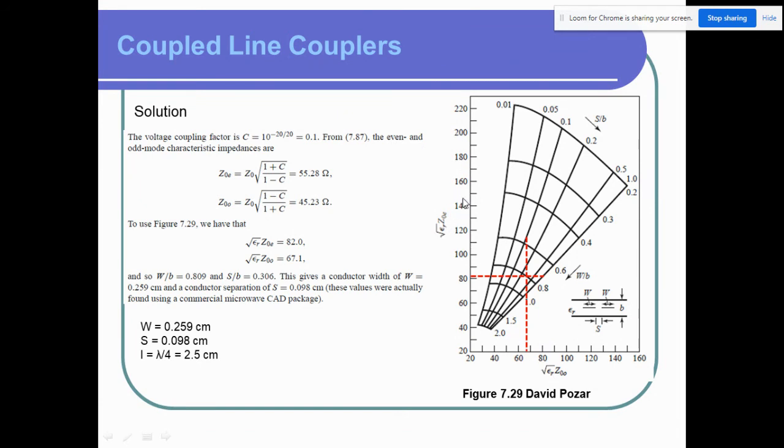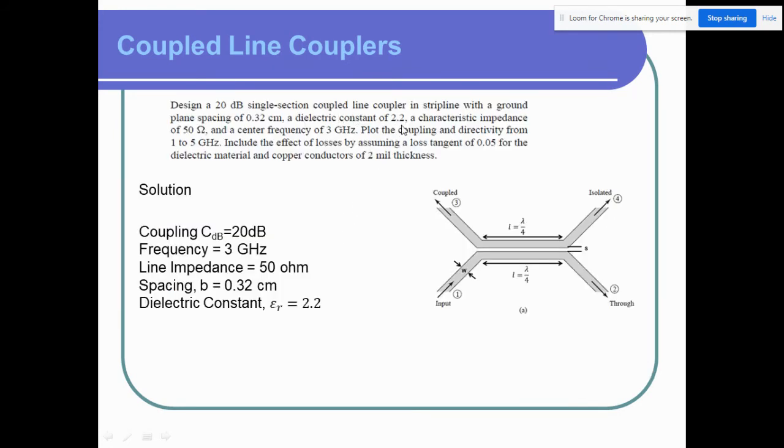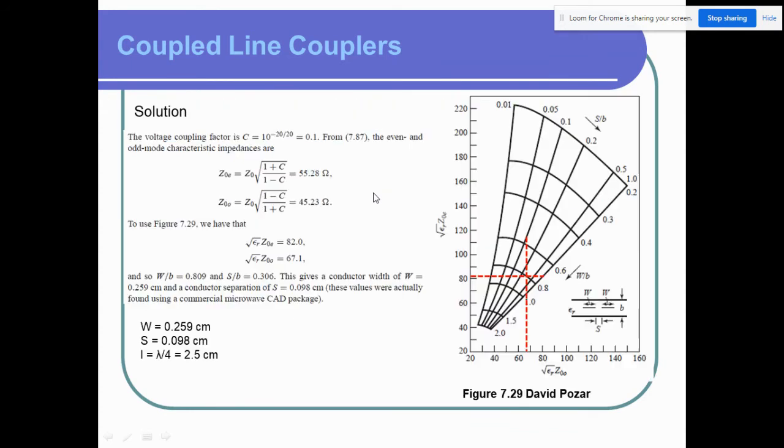So this is this versus this one. To determine something, we need to find these two first. Since we know what our Z even and Z odd are, we just multiply. Since we know that our dielectric constant is 2.2, here we put the value 2.2 and here 2.2, and we multiply with this. We get 82 and 67.1.